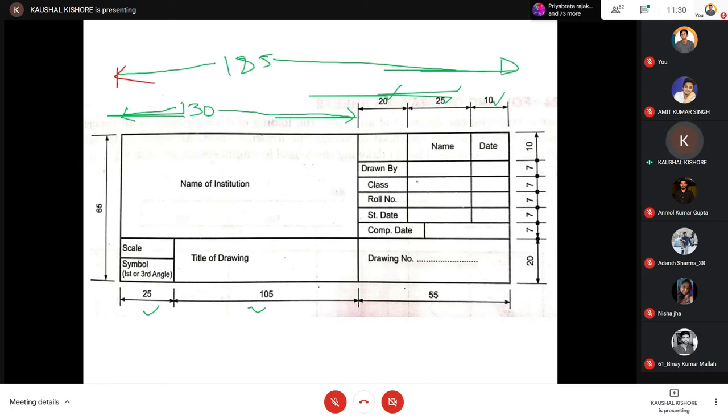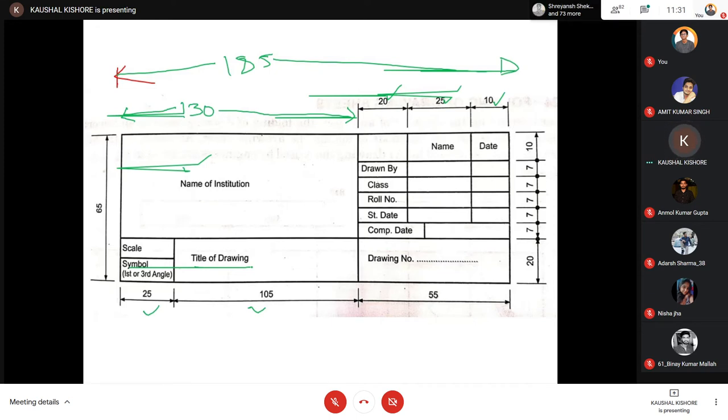First of all, you have to write down your institute name, that is Assam Engineering College. You have to write the title of the drawing. For the first sheet, the title is, suppose, lines, lettering, and scale. For the second sheet, the title of the drawing is geometrical construction, curves. Similarly, in the third drawing, suppose projection of a point or a point and lines.